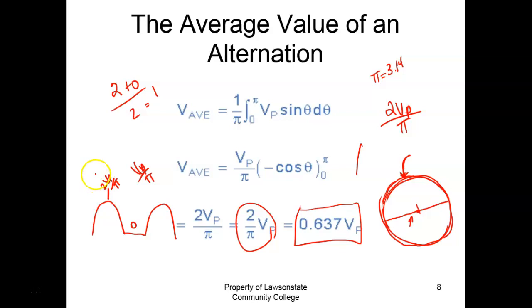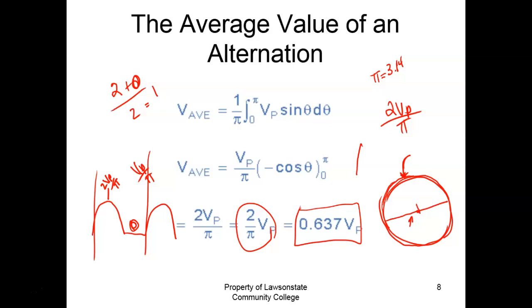Well, no, what we're doing is we're averaging this together. So what we're doing is we're averaging 2V peak over pi with 0. This is what I did over here, right? So if I do an average, what do you do? You add the two numbers together and then you divide it by the number that you have. So if I say 2 plus 0, and then I divide it by two numbers, it gives me an average of 1.